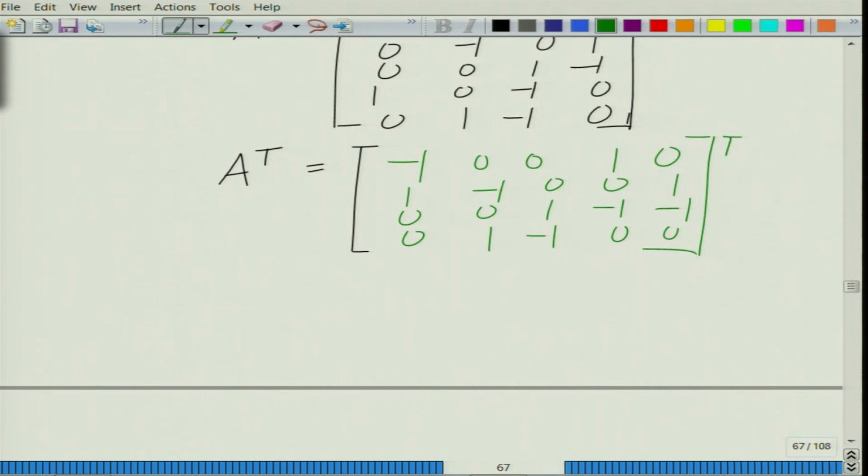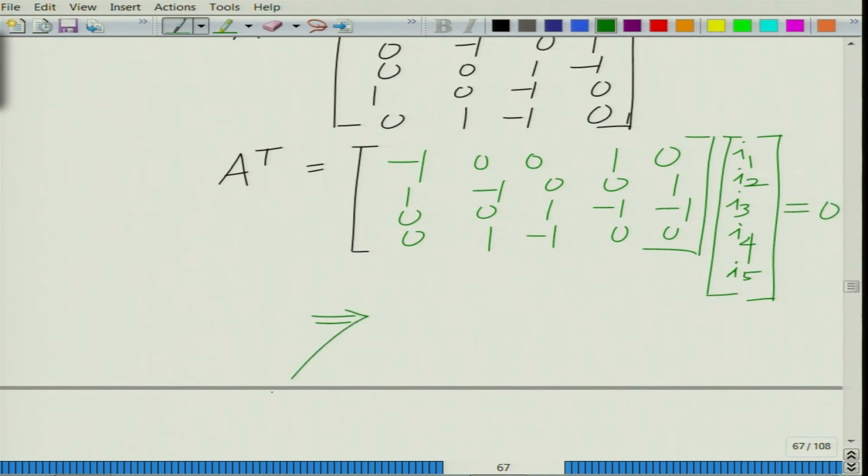Now, let us verify the current vector. Let us multiply this by the current vector I1, I2, I3, I4, I5. This is equal to 0. What does this imply? If you look at this, minus I1 plus I4 equal to 0. This implies I4 equal to I1.